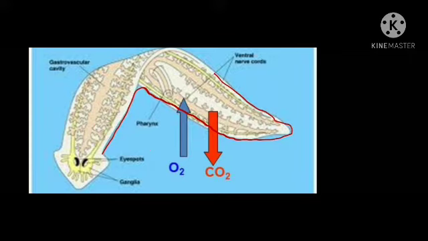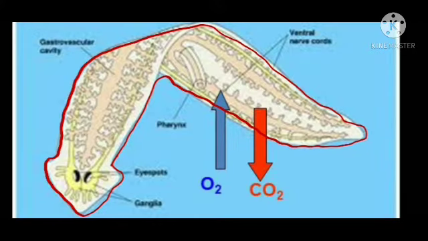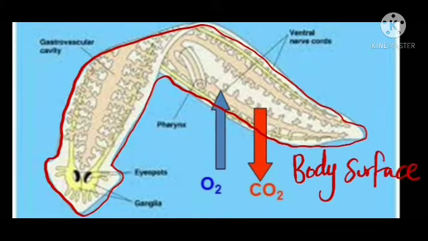Simple animals that lack specialized exchange surfaces have flattened, tubular or thin-shaped body plans, which are most efficient for gas exchange. However, these simple animals are rather small in size.